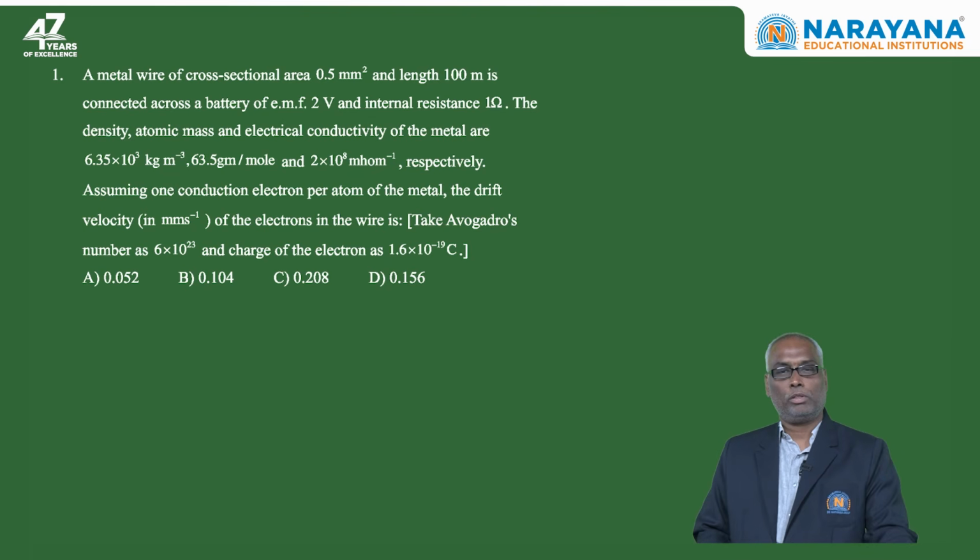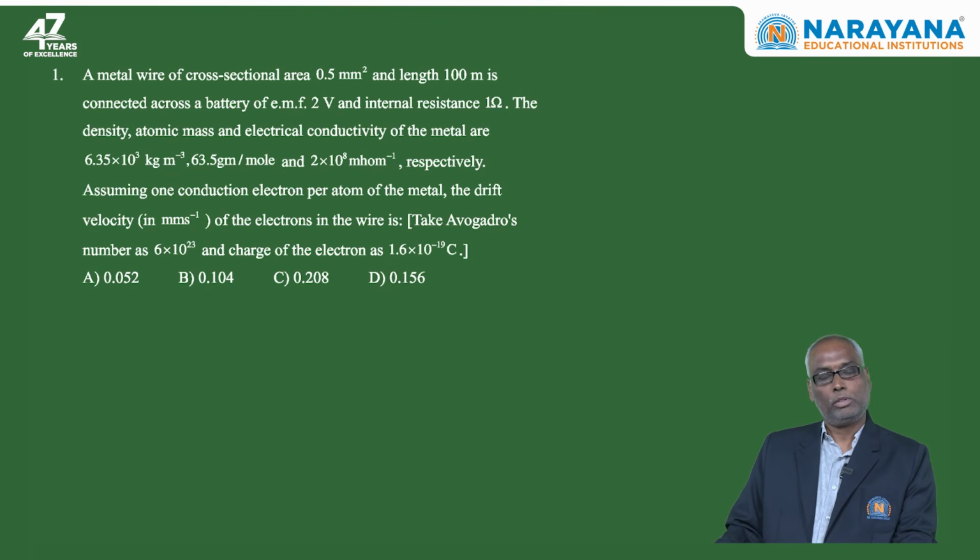Hello students, today we are going to discuss JEE Advanced 2026 Physics Paper 2. The first question: a metal wire of cross-sectional area 0.5 millimeter square and length 100 meter is connected across a battery of EMF 2 volts and internal resistance 1 ohm.